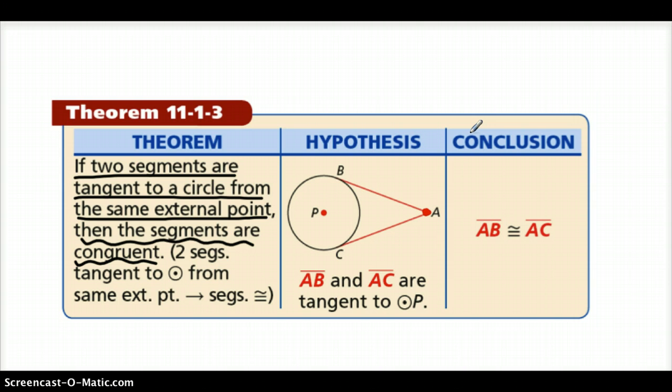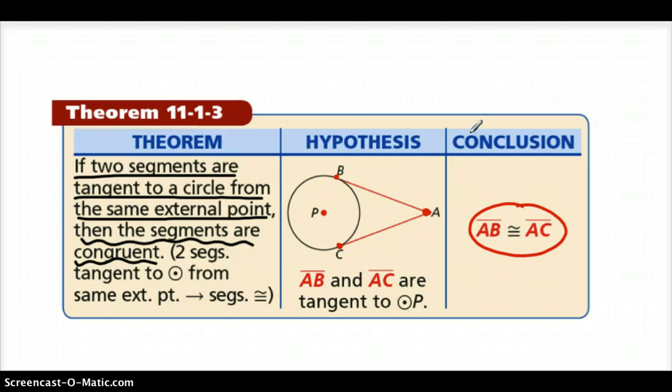And we're saying that if these two segments are tangent to a circle, meaning that the only point of intersection here is going to be point B, and on this one, segment AC, the only point of intersection with circle P is right there, okay? Then it's saying that these two segments are congruent. So again, our hypothesis here is AB and AC are tangent to circle P. Then we can conclude that these two segments are actually congruent.